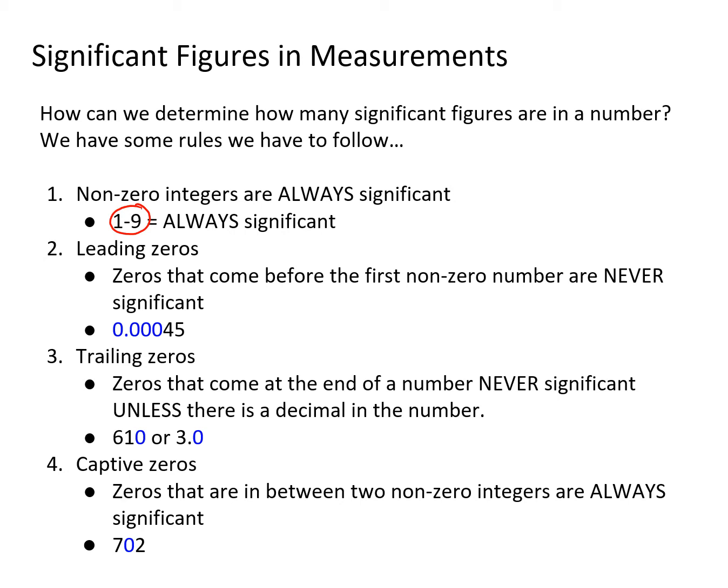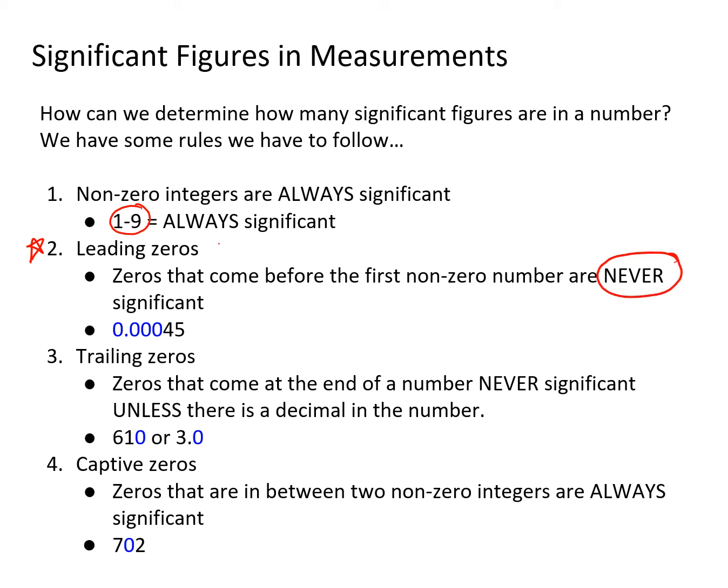Where it gets a little more tricky is when we look at numbers that have zeros in them. So the next 3 rules that we're going to look at are all related to zeros, and there are 3 different types of zeros that exist. The first type of zero that we're going to look at is a leading zero. So leading zeros are zeros that come before your first non-zero number. Most of the time you're going to see these in a decimal, where those zeros are coming before your first non-zero number. And the thing to recognize is that these types of zeros are never considered significant.